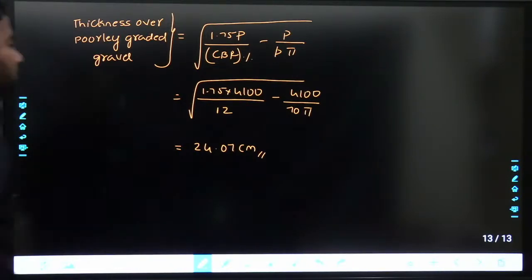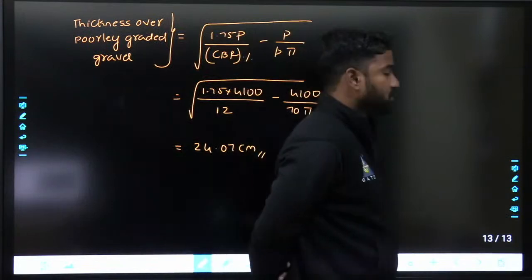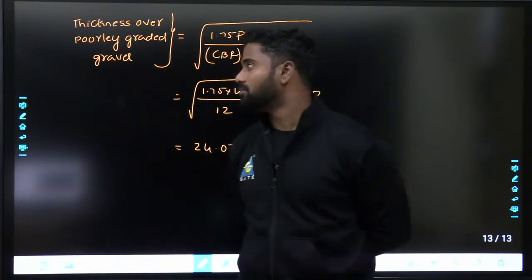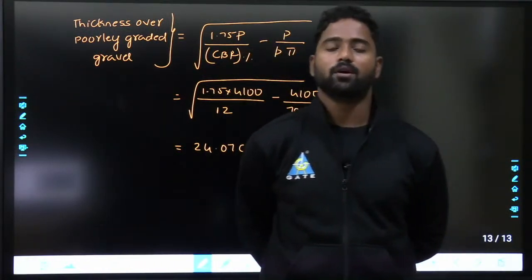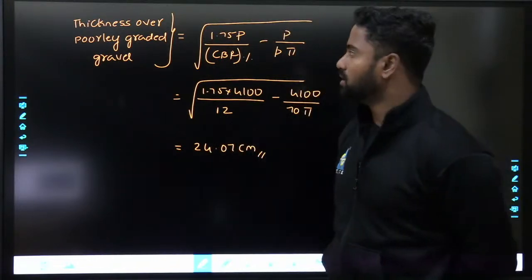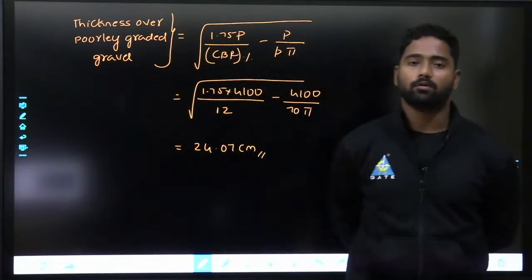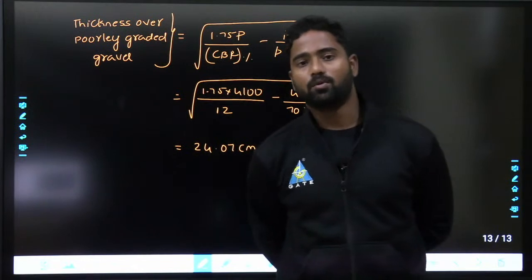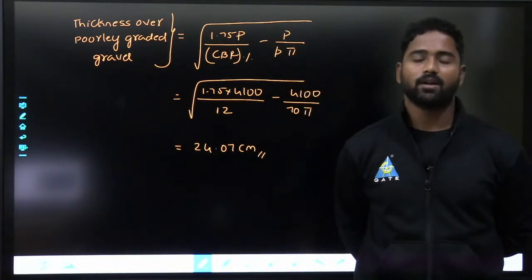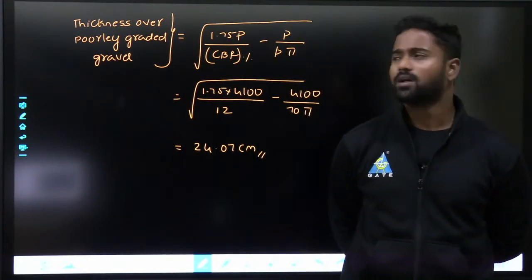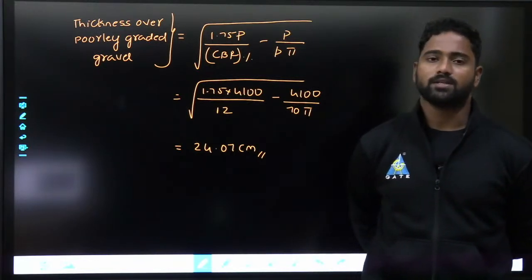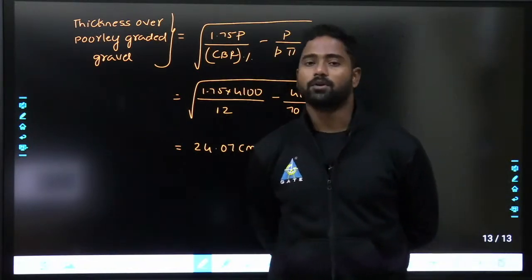No doubts? Fine. So today we have discussed group index method and CBR method. I want to discuss modified CBR also, but it takes a decent amount of time, and that is an important topic that I will discuss later. So tomorrow we will be seeing modified CBR method, California resistance value method and triaxial method. I will try to complete the maximum number of things tomorrow.